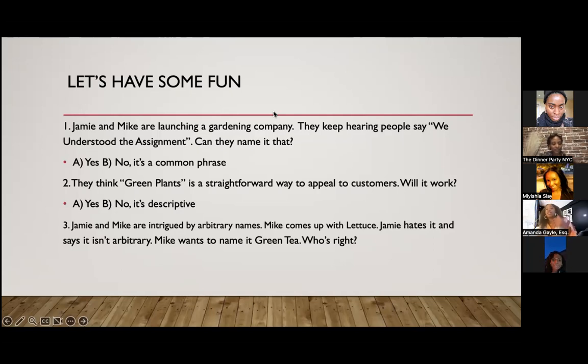Okay, so the answer is no, that is descriptive. So green plants literally describes what they do, right? So green plants for a gardening company would be considered descriptive and is likely going to be rejected. Let's move on to our last question, which says Jamie and Mike are intrigued by arbitrary names. Mike comes up with lettuce for their gardening company. Jamie hates it and says it isn't arbitrary. Mike wants to name it green tea. Who's right?